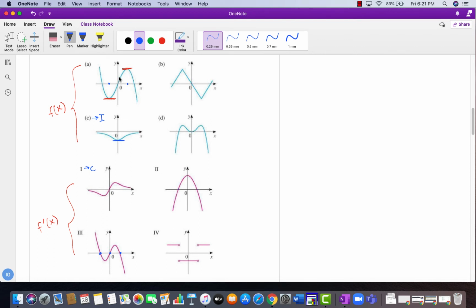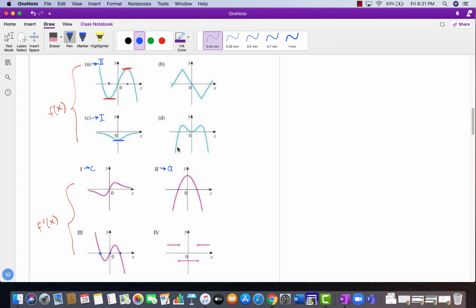Now, this one should only cross the x-axis twice, not 3 times. This one crosses 3 times. So that means number 2 will have to go with letter A, because it should only cross here and here, and that's exactly what happened there. So this one goes with A.